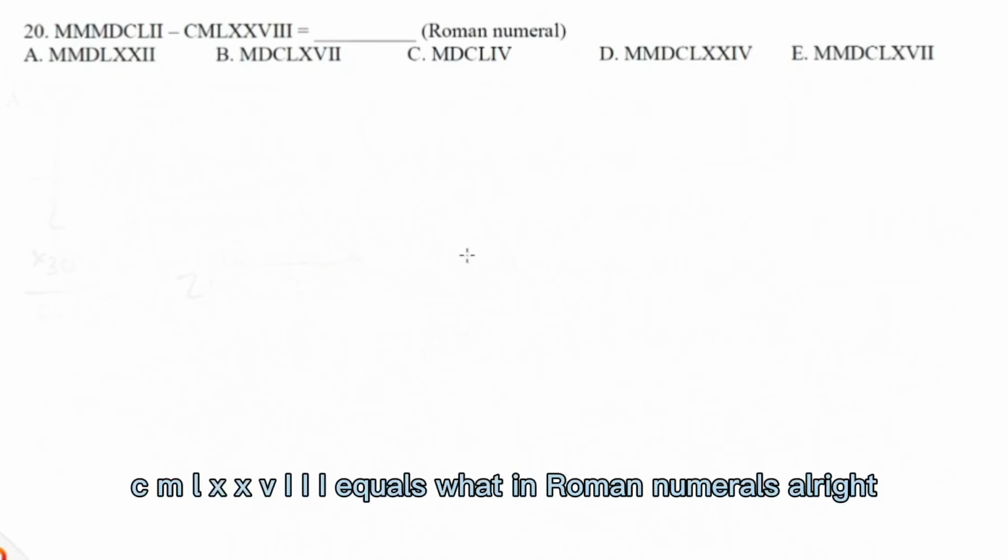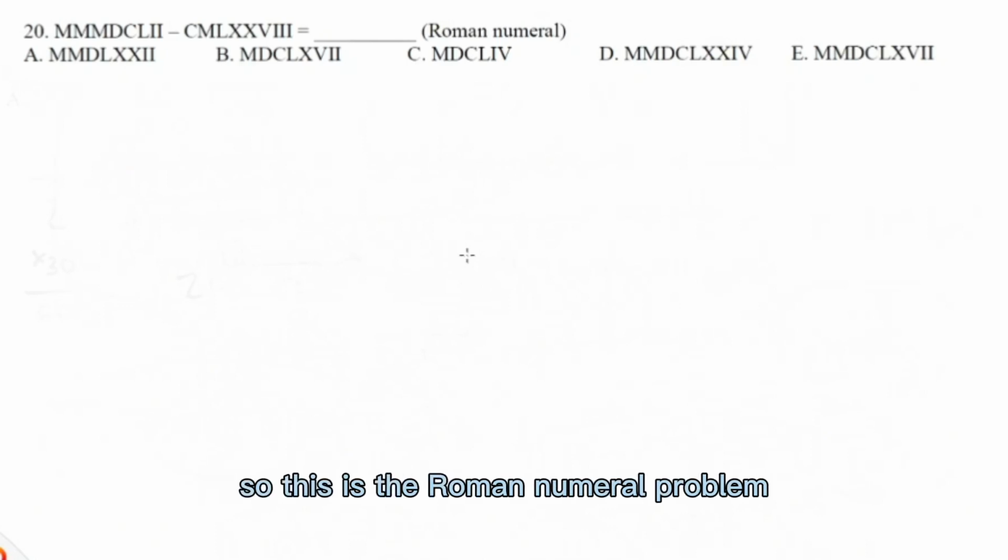Next, number 20. MMMDCLII minus CMLXXVIII equals what in Roman numerals? Alright, so this is a Roman numeral problem. So the first thing you need to know is what are the Roman numerals.